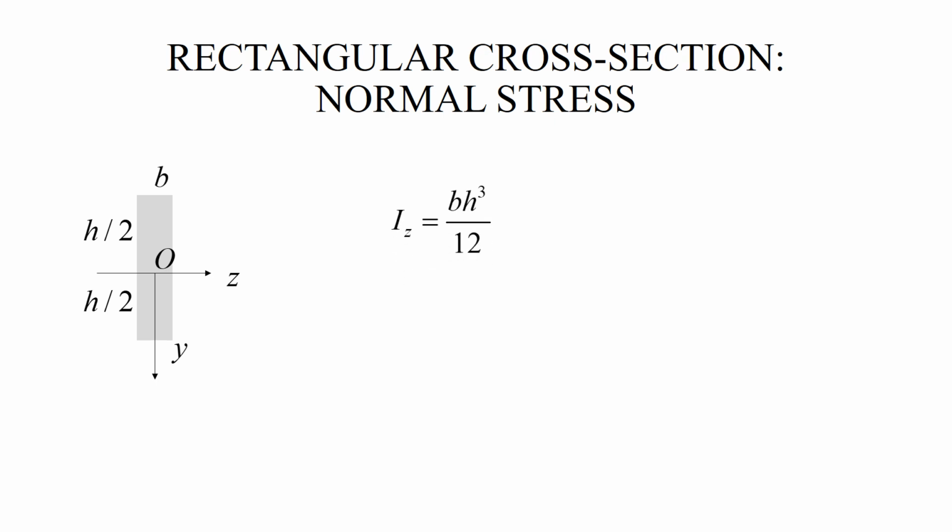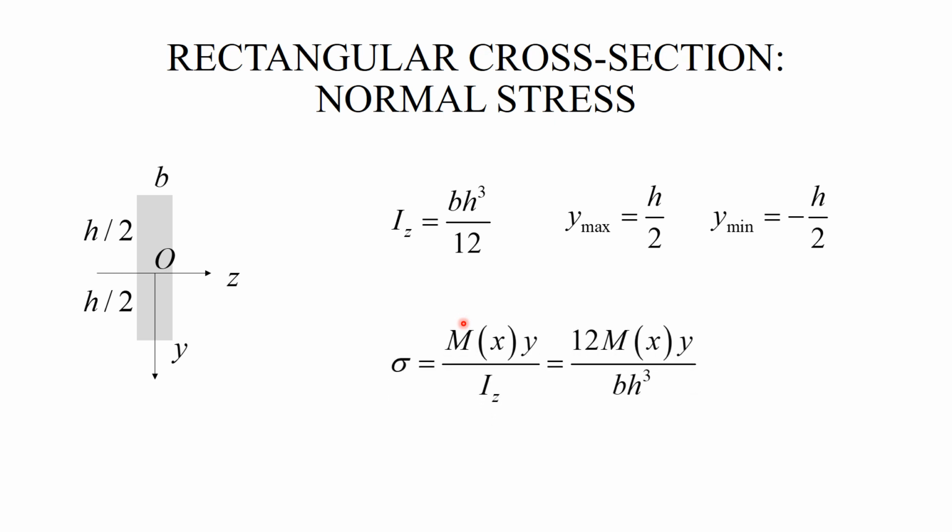Let us consider rectangular cross-sections. So the cross-section base is denoted by b and height by h. Then we can immediately identify the moment of inertia, Iz, and two interesting values of y. The maximum value of y is at the bottom, equal to h over 2, and the minimum value is minus h over 2, and it is at the top.